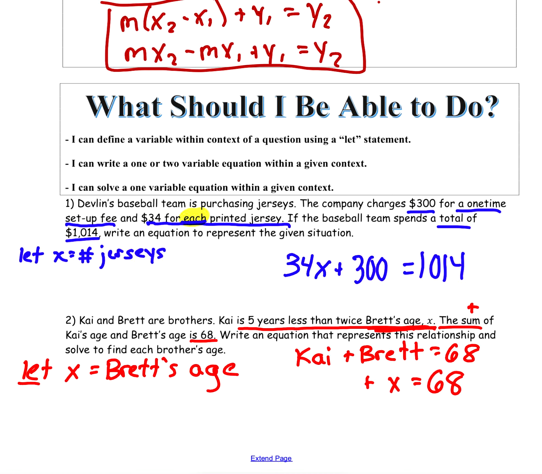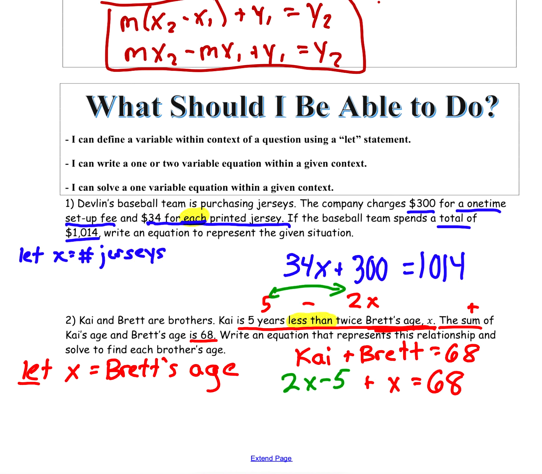So it says up here, Kai is 5 years less than twice, 2 times, Brett's age, 2x. But this is the important thing whenever you see less than. And they love to use less than a lot in word problem questions. Whenever you see less than, it is subtraction. You have to make sure you flip the order. So that would be 2x minus 5 would represent Kai's age. So whenever you see less than, flip that order.